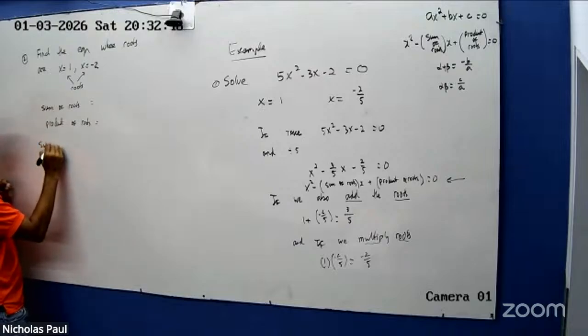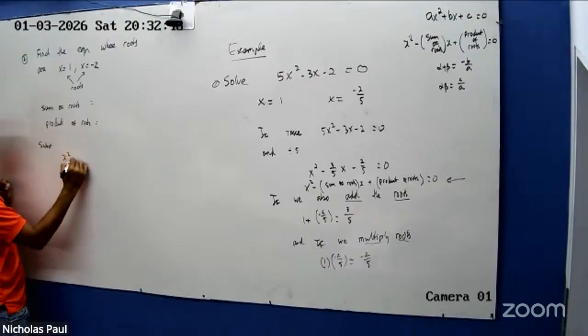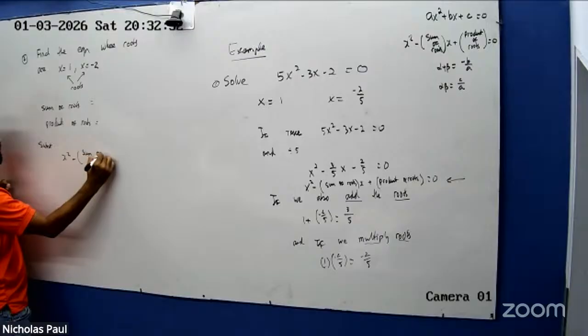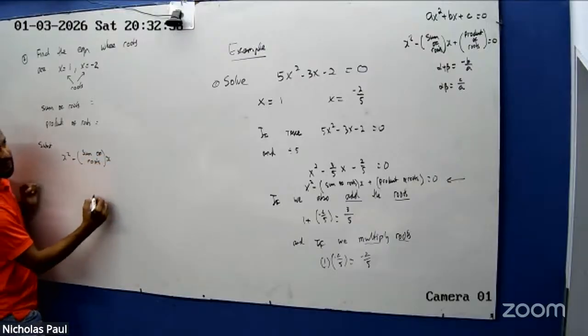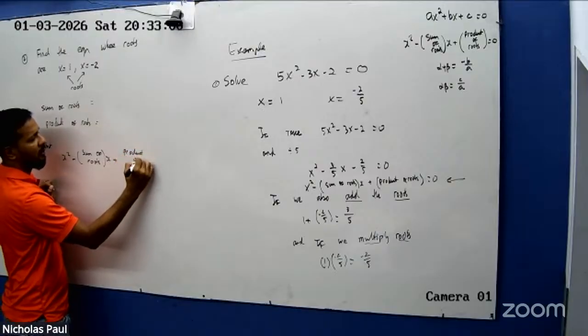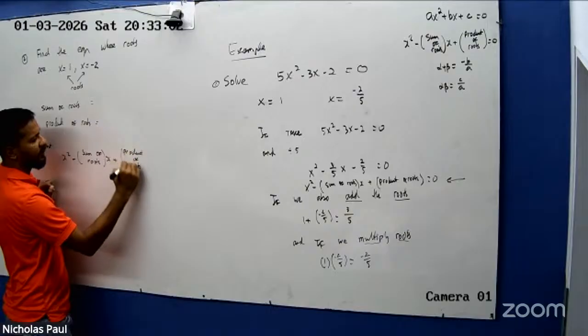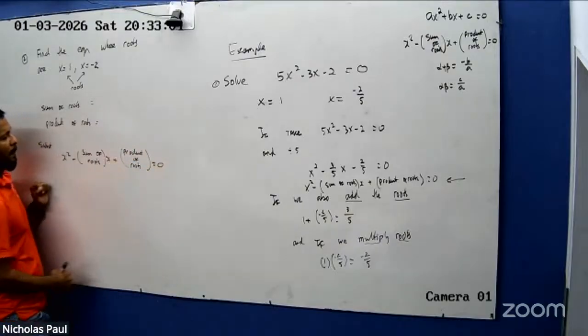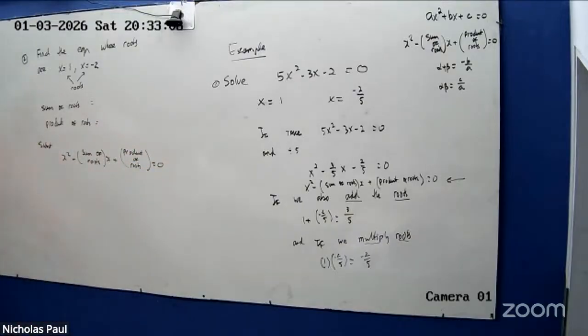Then substitute in there: x squared minus the sum of the roots by x plus the product of the roots. Are you done? That's it. That's the way you'll get the equation.